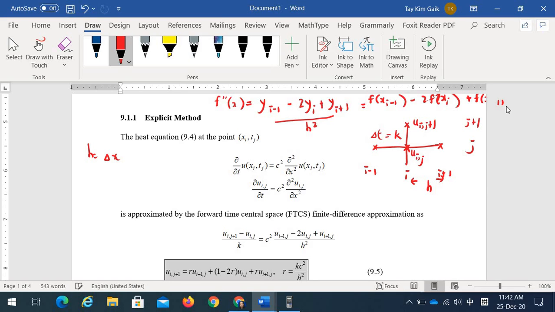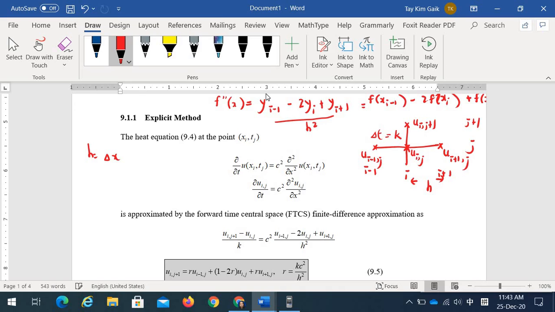Okay, then divided by h squared because y equals f. So similarly for ∂²u/∂x² at (i,j), we differentiate u_ij with respect to x. So we'll take this point, which is u_(i-1),j, the current point u_ij, and the right point, which is u_(i+1),j.